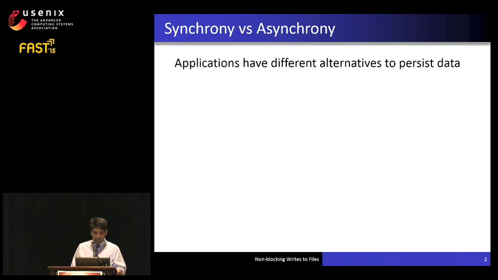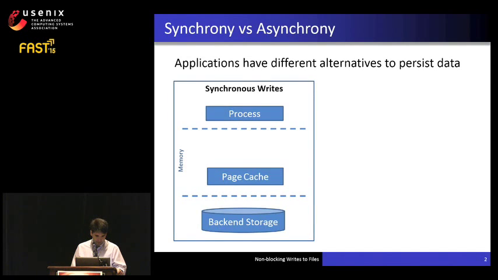Applications today have different alternatives to persist their data. If they have strong requirements on the persistence of their data, they will use synchronous writes. In this scenario, the process will write, the write will be committed to the page cache, but immediately will have to be flushed to the storage backend. Until the write reaches the storage backend, the application won't make further progress, but it has the guarantee that the data was persisted.